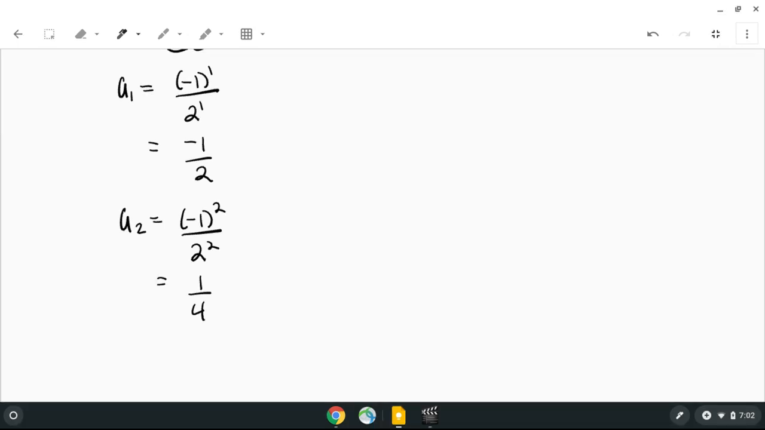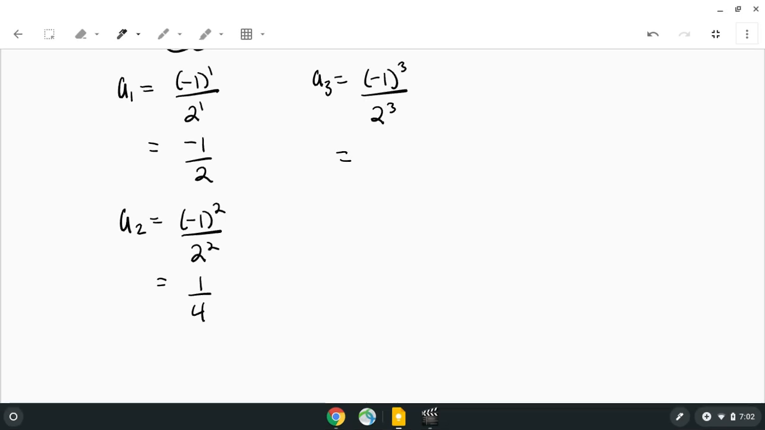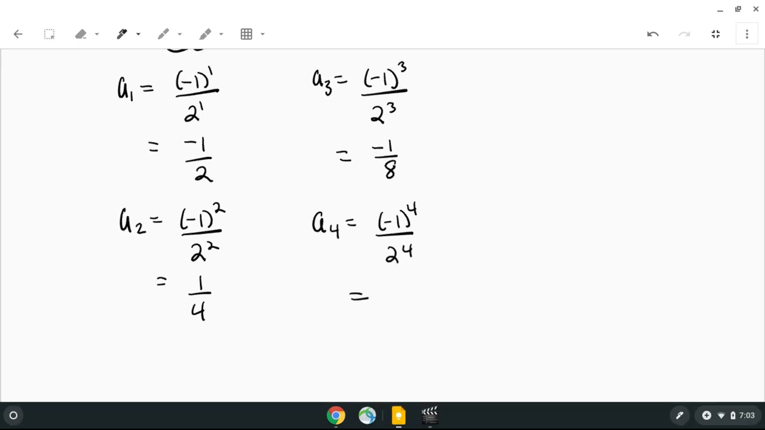Okay, a3, same thing. I'm going to plug in 3 for n. So (-1) to the third power is -1. 2 to the third power is 8. And then for a4, our fourth term, we're going to plug in 4. Work that out. Negative 1 to the 4th power is positive, and 2 to the 4th is 16.